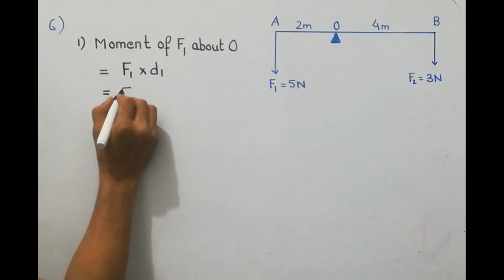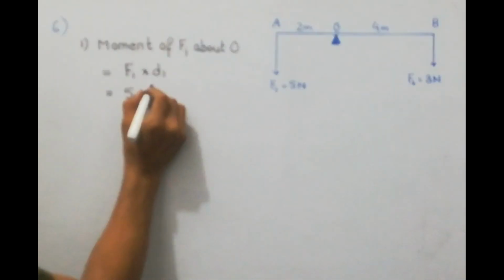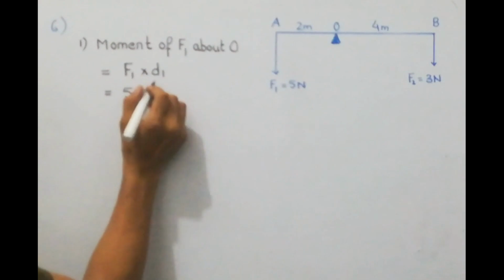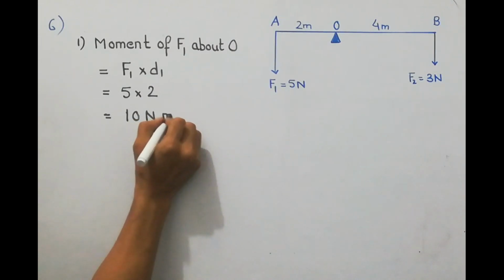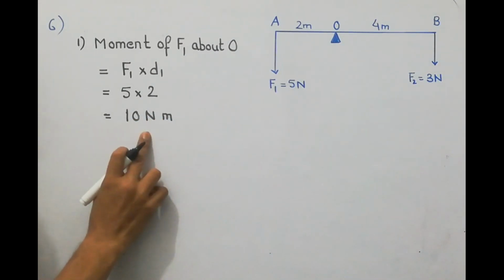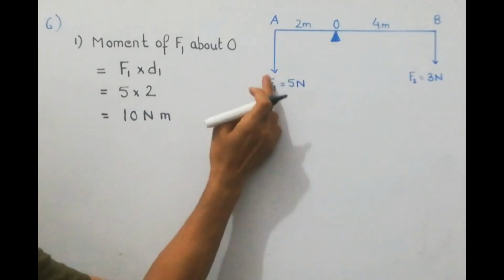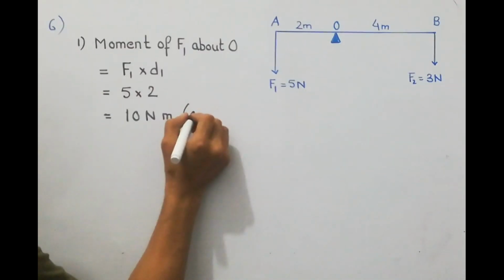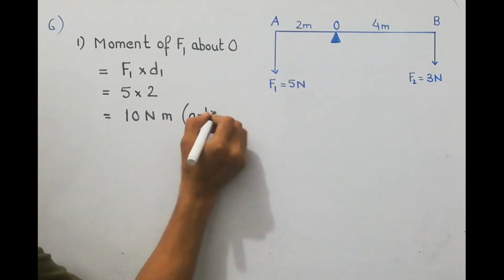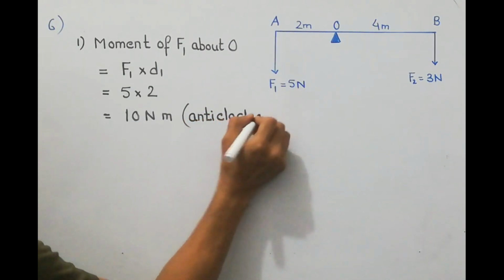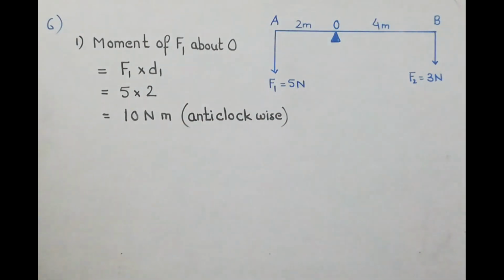So F1 is 5, distance D1, this is D1. So it's 10 Newton meter. Now this answer is not complete because direction has not been indicated. So here you can see that F1 will go like this, that is anti-clockwise. So the moment produced by F1 will be in the direction anti-clockwise. Okay, now let us solve for second part.